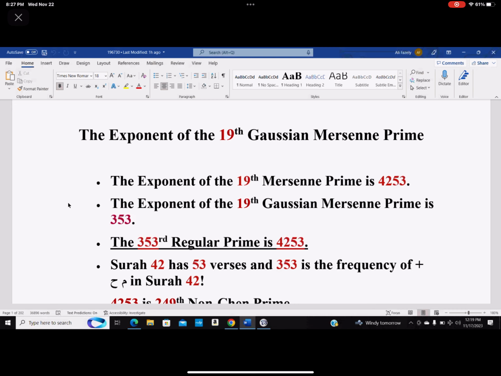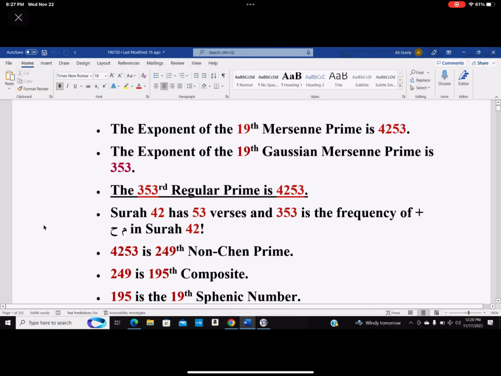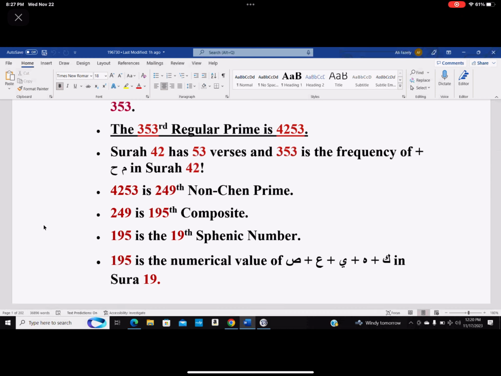Why does something which was a product of this century's mathematics, the 21st century, which is the exponent of the 19th Gaussian Mersenne prime, have anything to do with the number of initials in chapter 42? Why are these things so? Why is the 353rd regular prime 4253? Isn't that beautiful? As I said, this is how these things are done. This is how the generator works. It's not just a random choice of this number or that number. There's a reason for that.